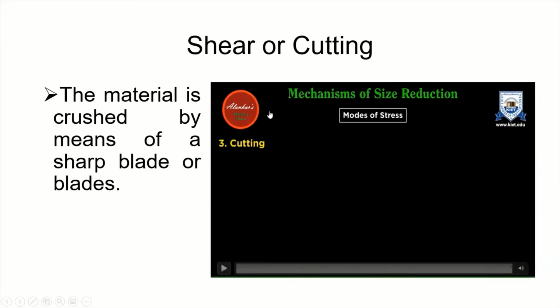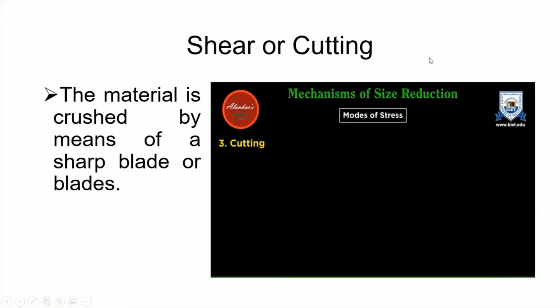So next, shear or cutting. The material is crushed by means of a sharp blade or blades.